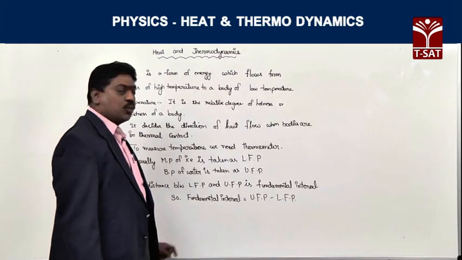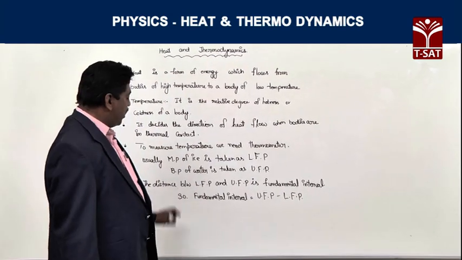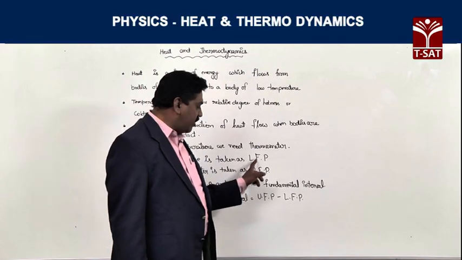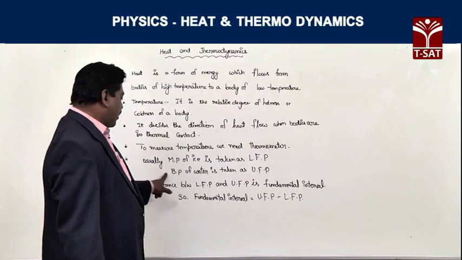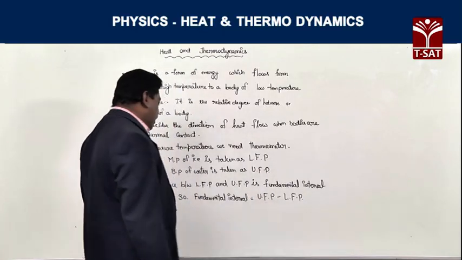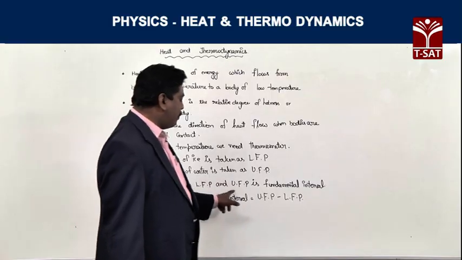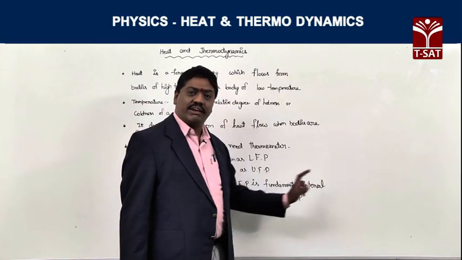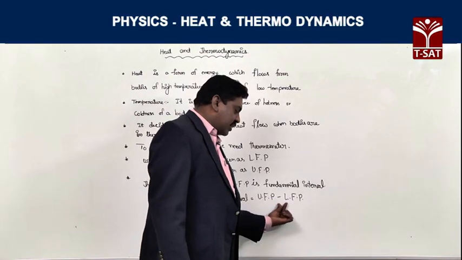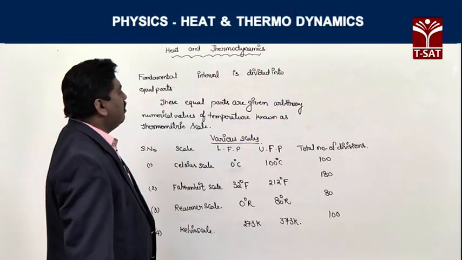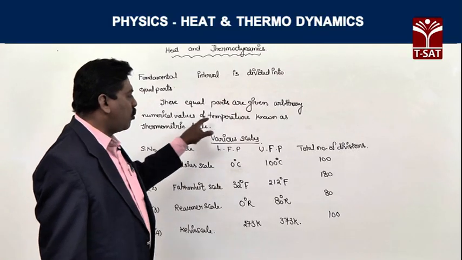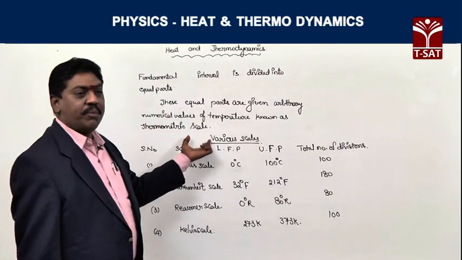To measure temperature, we need a thermometer. Usually, the melting point of ice is taken as the lower fixed point, which we write as LFP, and the boiling point of water is taken as the upper fixed point, UFP. The distance between the lower fixed point and the upper fixed point is called the fundamental interval. The fundamental interval is given as upper fixed point minus lower fixed point. It is divided into equal parts, and these equal parts are given arbitrary numerical values of temperature, known as a thermometric scale.